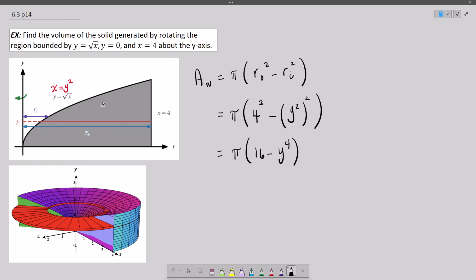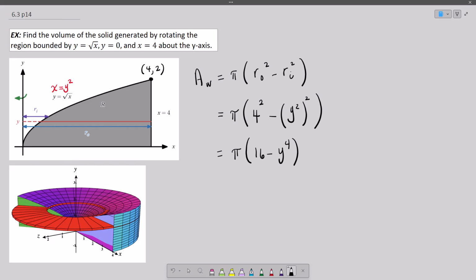So if we know what this point is up here, what is that point? 4 comma what? 2, because that's a square root function. So if we put in a y value of 2, should there be any area? No, because there's not a red segment right there. That red segment becomes 0. So we should get 0 in this formula over here if we plug in y equals 2. If we plug in y equals 2, we in fact do get 0. So most likely we have the right area formula.